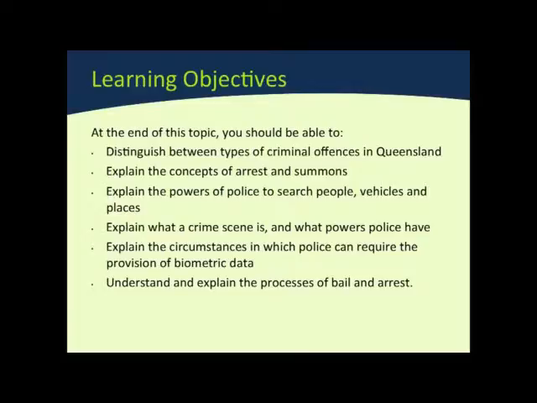First thing we're going to be talking about is types of criminal offence in Queensland. We're going to talk about arrest and summons and what they are and how they work. We're going to talk about the powers that police have to search vehicles and search places. Now, one of the types of place that they can search is a crime scene, and police have specific types of powers at a crime scene. So we're going to look at what crime scenes are and what powers police have in those scenes.